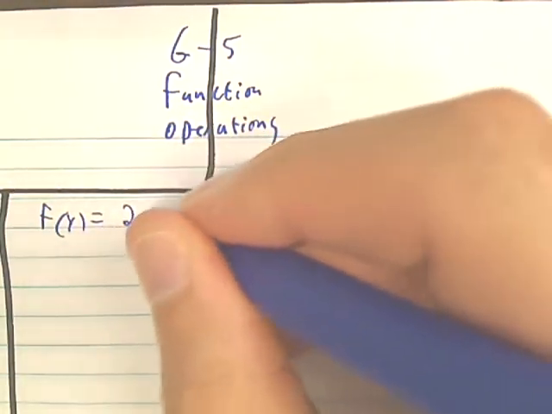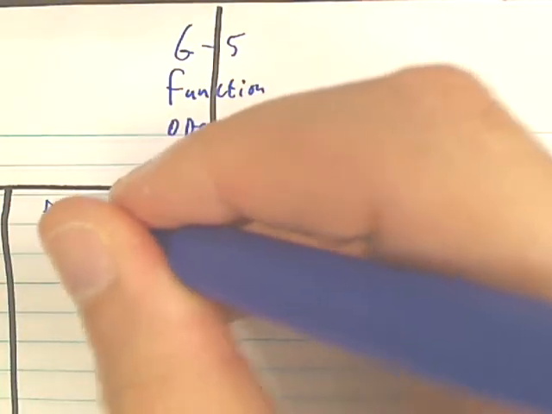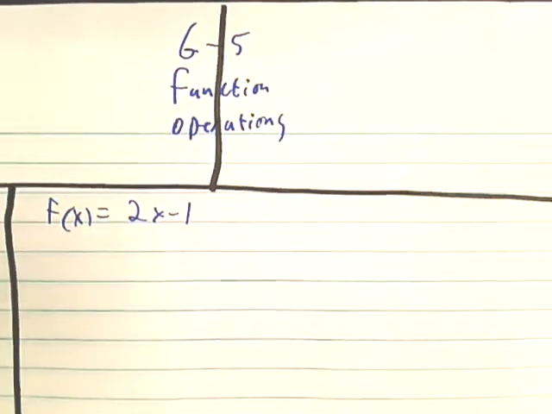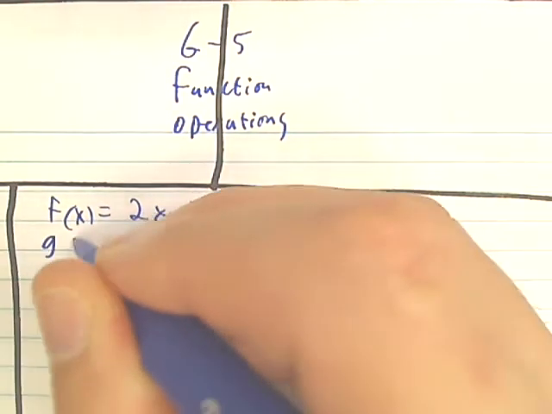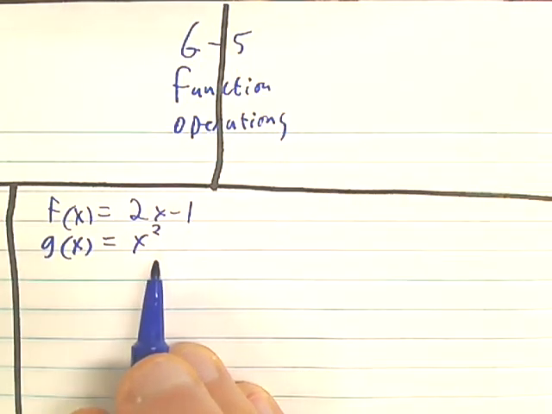Let's say f of x equals 2x minus 1. So this is a function. We say it's a function of x. You plug in a value there. You put the value there for x. Function g of x, I'm going to snazz it up a little bit here: x squared. Beautiful.